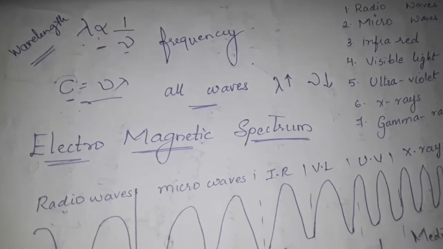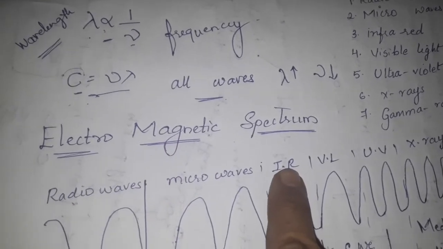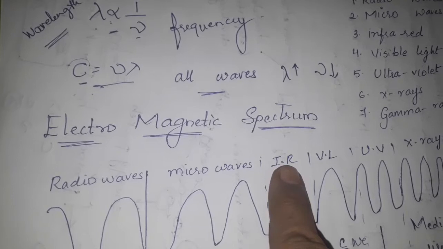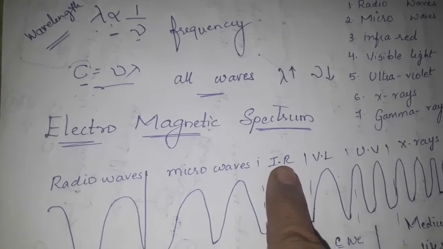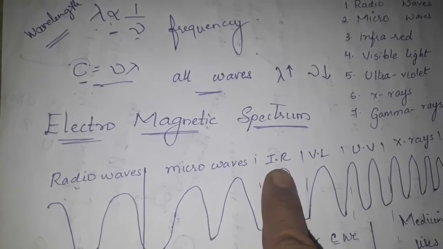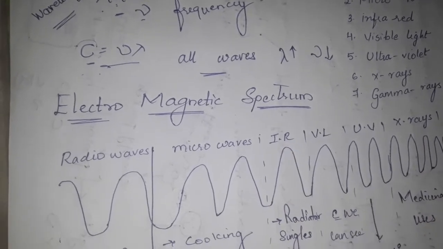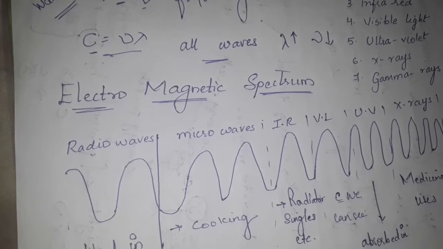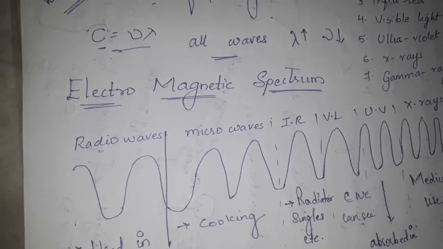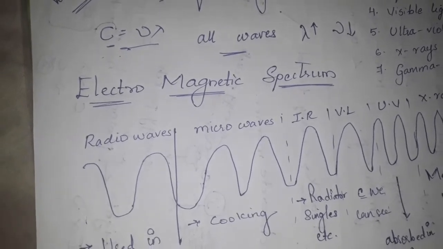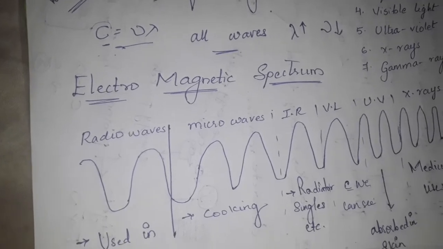Now, what is the electromagnetic spectrum? The electromagnetic spectrum has a variety of frequencies. The entire range of electromagnetic wave frequencies is called the electromagnetic spectrum.